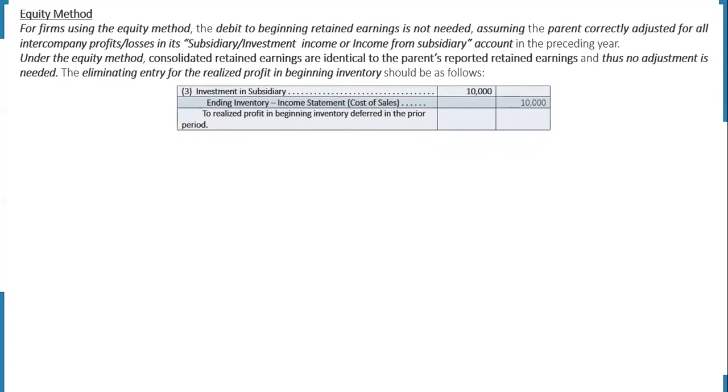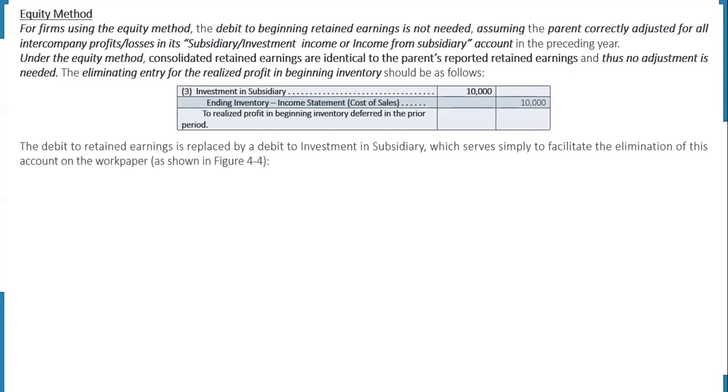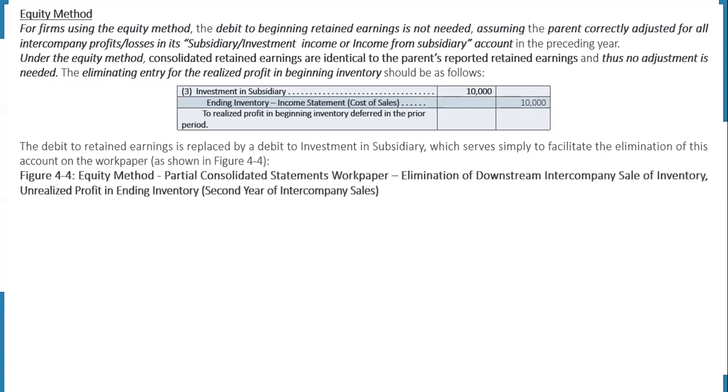So we have now the entry to debit investment in subsidiary and credit ending inventory income statement for cost of sales to realize profit in beginning inventory deferred in the prior period, or in the first year. So we have the income as realized by the parent company. Then the debit to retained earnings is replaced by a debit to investment in subsidiary, which serves simply to facilitate the elimination of this account on the work paper, as shown in Figure 4-4.